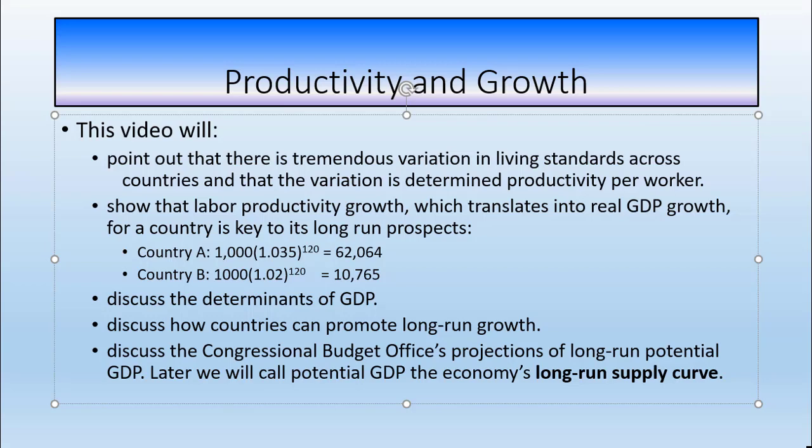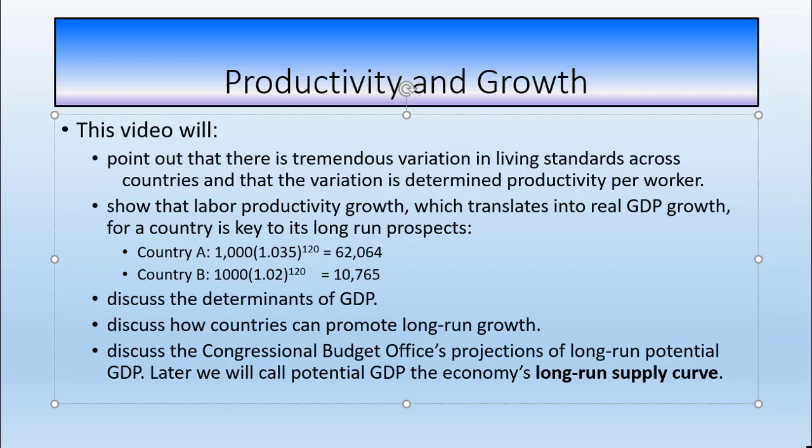Take, for example, I have listed here country A and country B. Let's say 120 years ago, both countries started out with the same real GDP, let's call it $1,000 per capita, per person, and country A grows at 3.5%. 3.5% for 120 years translates into real GDP, excluding inflation now because we're saying real, of $62,064.